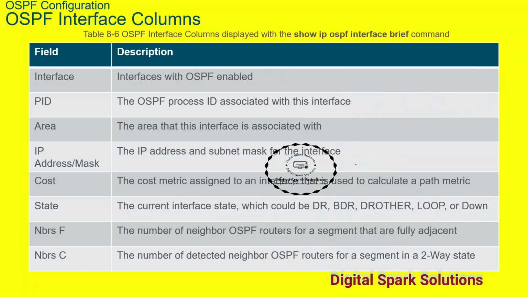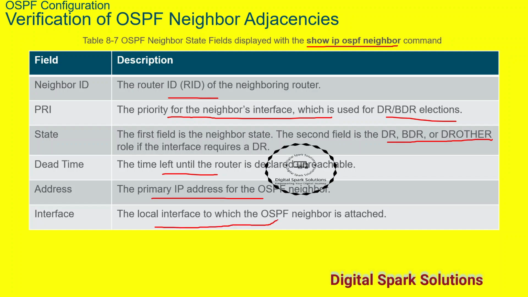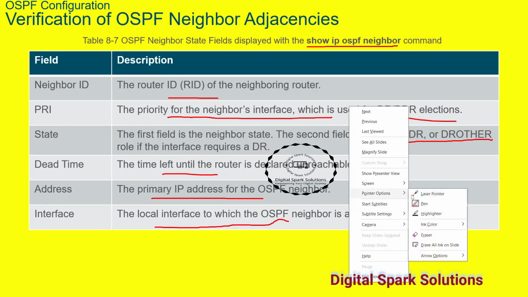Let me clear this one. Let's go to the next slide. So how can we verify OSPF neighbor adjacencies? The command is show ip ospf neighbor. It will show you the router ID, the neighbor's interface priority, which is used for the DR-BDR elections. Then we have the state, either DR, BDR, or DR other role. We have the dead time, the IP address, and the local interface to which the OSPF neighbor is attached.